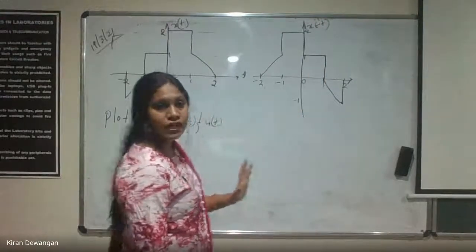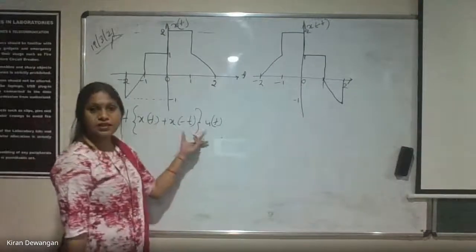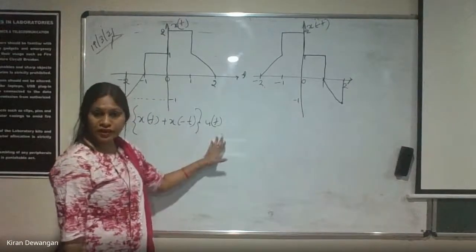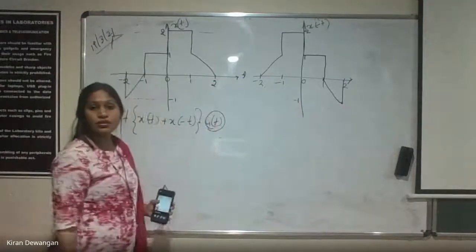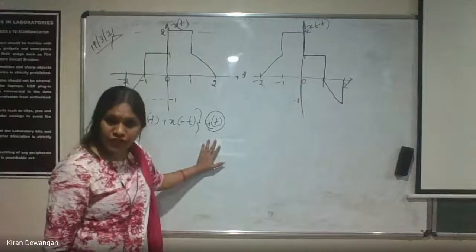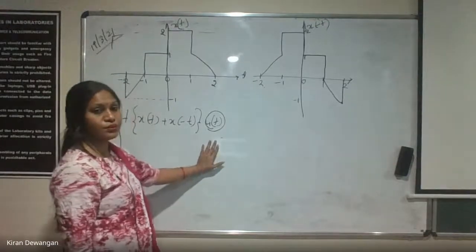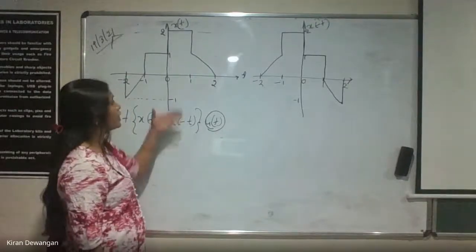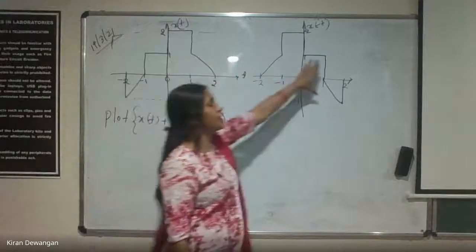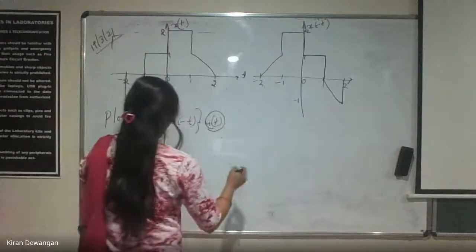Are you getting my point, everyone? Because the plot is x of t plus x of minus t into u(t). u(t) से multiply हो रहा है. And u(t), we know that this value exists only for positive values of t. That is for t greater than or equal to 0. So it is existing only for positive values of t. So we can just take the positive t side to add. Now let us see how can we add these two.